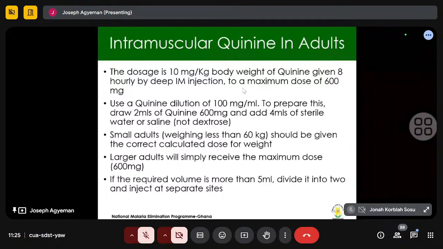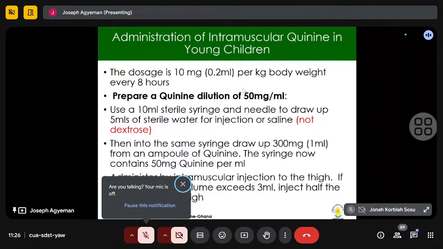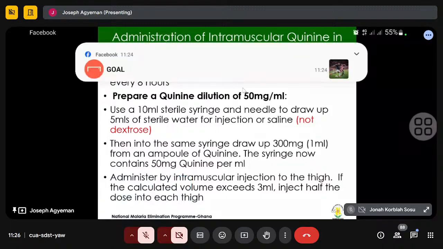How about pediatrics? Class captain. For pediatrics, we said we are going to prepare 50 milligram per ml. As for adults, we have it. So how do we manipulate? Same starting material, 2 mils containing 600 milligram quinine. How do we manipulate this? Get a diluted solution of which each mil will contain 50 milligram per mil.